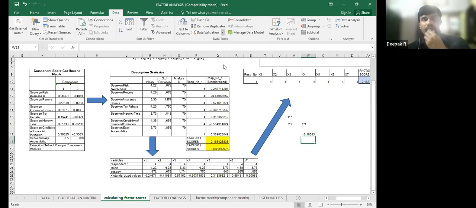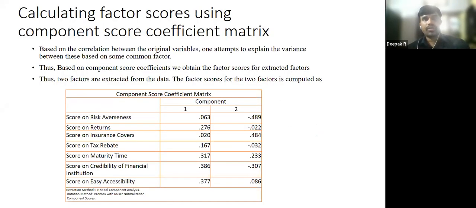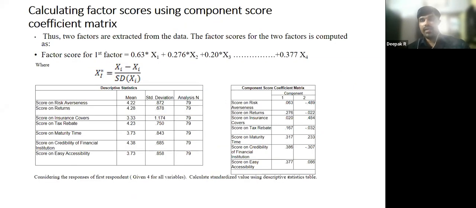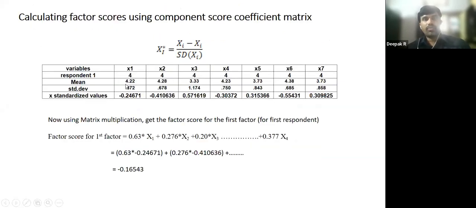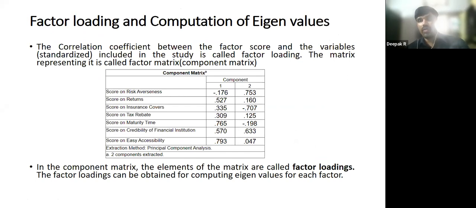Once we have obtained these factor scores, what we did was multiply the values in the component, which are the weightages, with the standardized scores, where we look at xi minus mean divided by the standard deviation. Now, once we have obtained it, what we want to look at is the factor loadings.